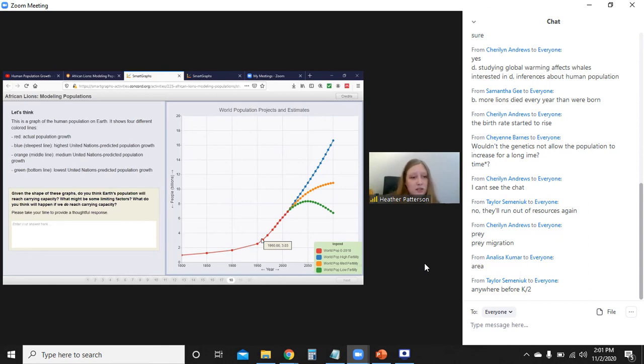So given the shape of these graphs, do you think that Earth's population will reach its carrying capacity, and what might be some limiting factors? What do you think will happen if we do reach carrying capacity? Does anybody want to comment on any of that?